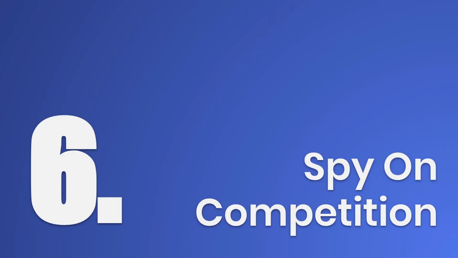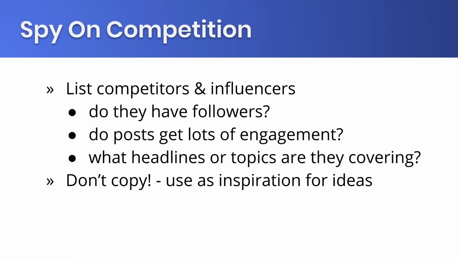Next is to spy on your competitors. Make a list of competitors and influencers in your industry. Take a look at their social profiles. Do they have a lot of followers? Do their posts get a lot of likes, shares, and other engagements? Take a look at those posts and see what makes them different. Is it the headline, the topic, or some time of day when they are posting? Don't copy them, but use this analysis as inspiration and think of ways you can incorporate some of these strategies into your plan.